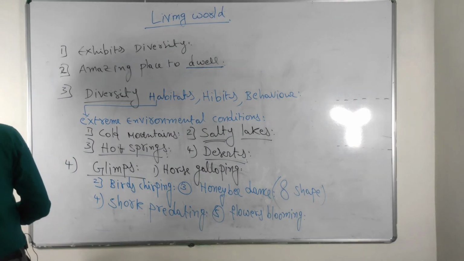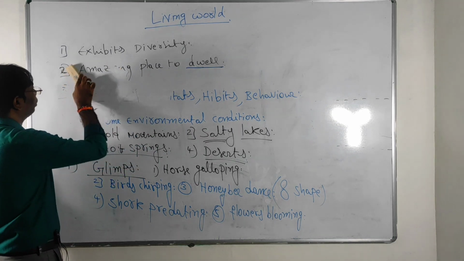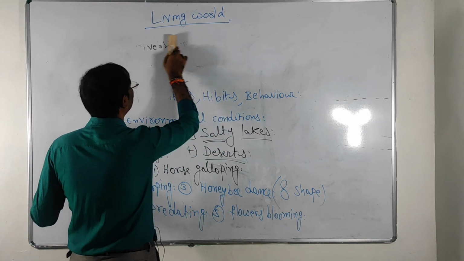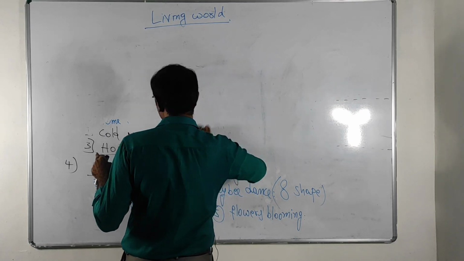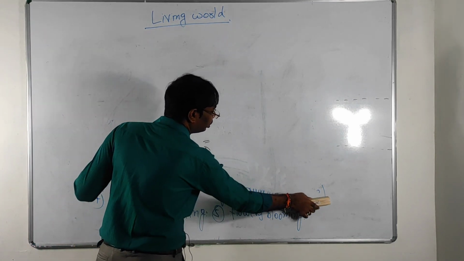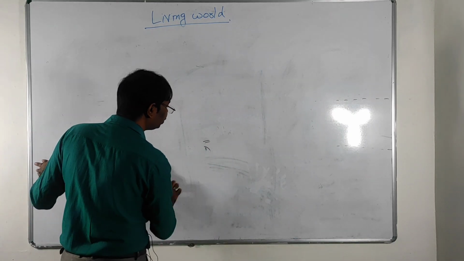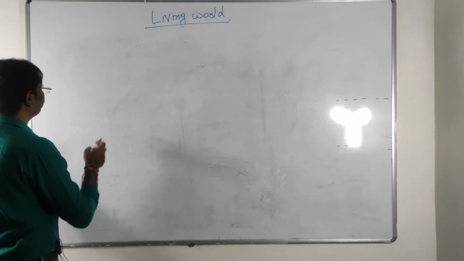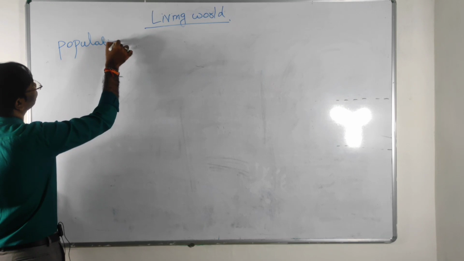Okay, so now we will discuss interactions between the organisms. So what kind of interactions are present? Before discussing interactions between the organisms, we need to discuss two subtopics, two basic fundamentals in biology. One is called population and another one is called community. If you understand population and community, then you can understand interactions between the organisms. So first we will discuss populations.